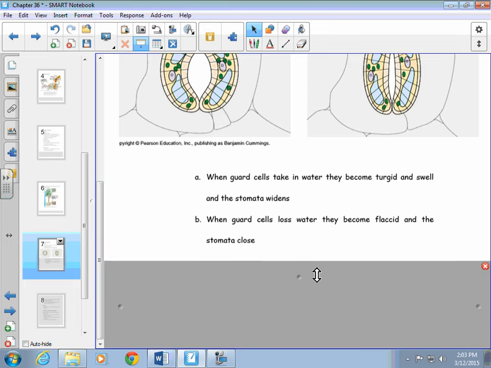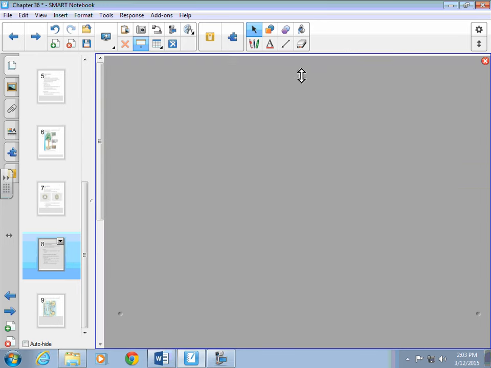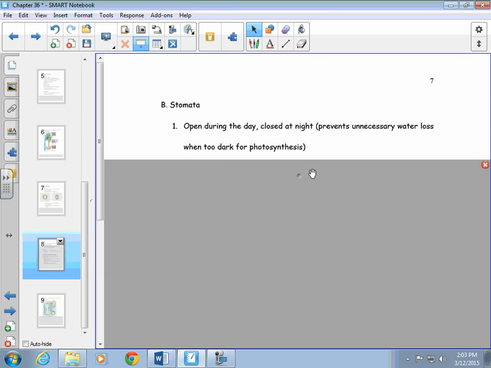The bottom here are a couple things I've already mentioned. When guard cells take in water, they become turgid and swell, and this is when the stomata widens. When the guard cells lose water, they become flaccid and the stomata closes. The stomata is typically open during the day. So for the most part, most plants have a stomata open during the day and they close them at night. By closing it at night, it prevents any unnecessary loss of water when photosynthesis is not happening.